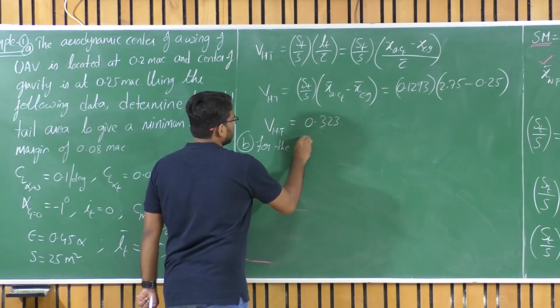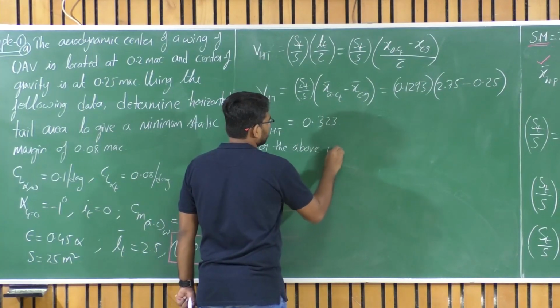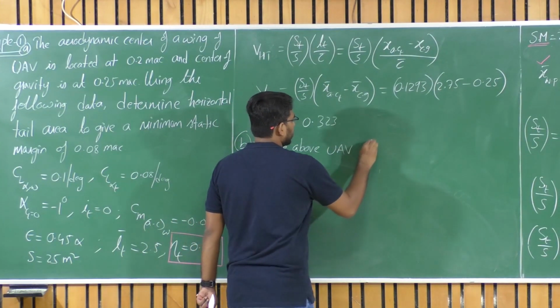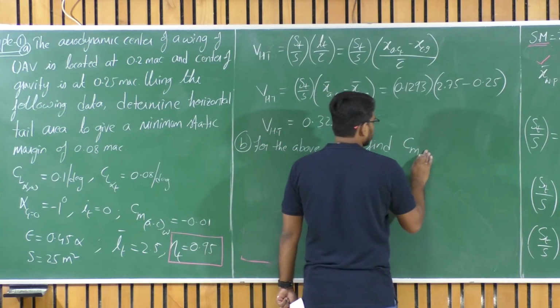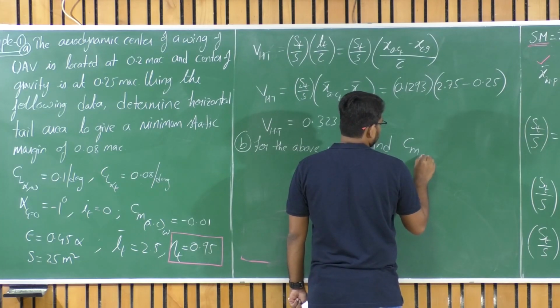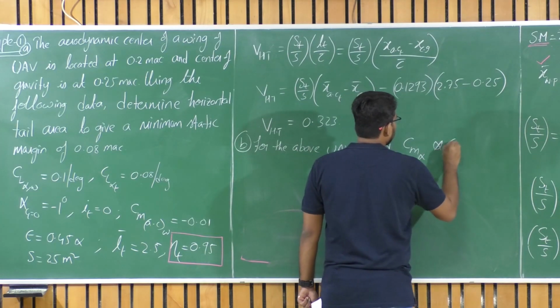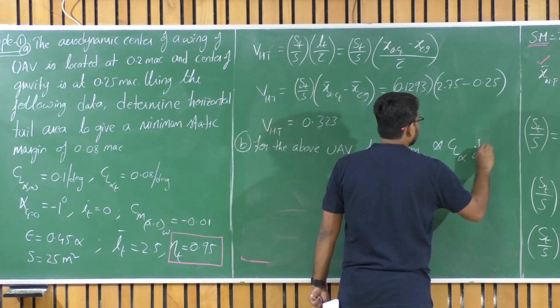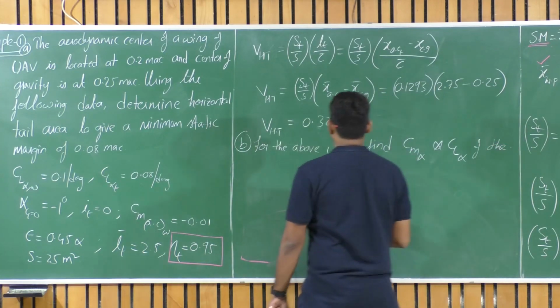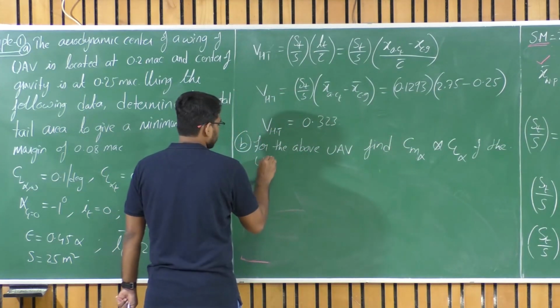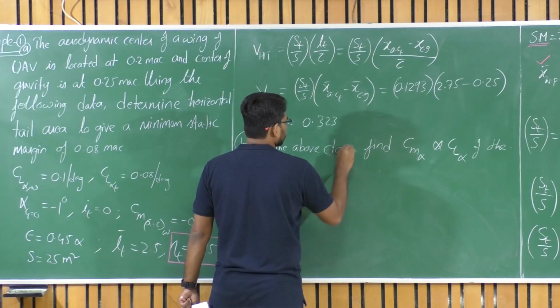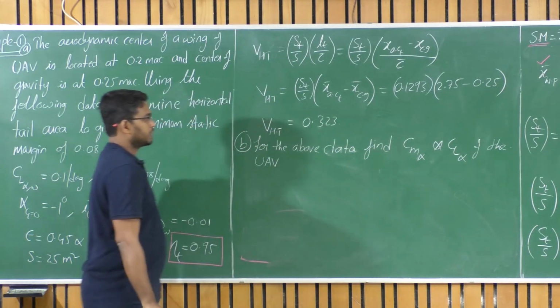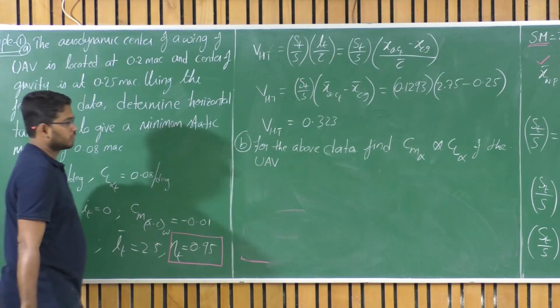So let us say this is example 1, part A, and solving part B. For the above UAV, find Cm naught, find Cm alpha and Cl alpha of the UAV. From the above data, find Cm alpha and Cl alpha of the UAV, right?